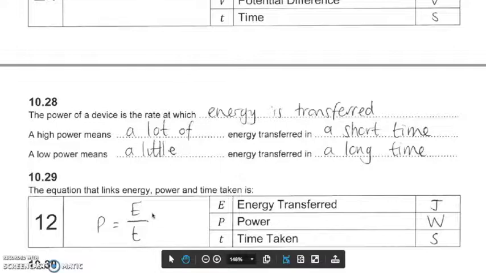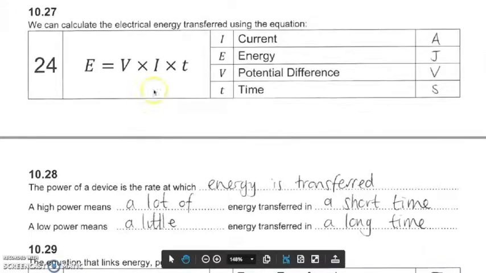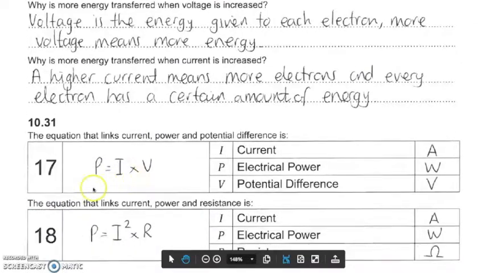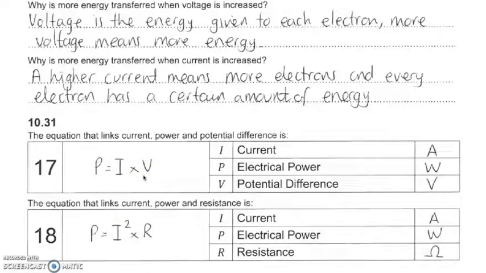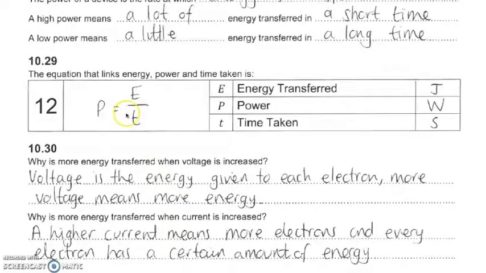So remember, I mentioned V times I. Well, it's this equation here, power. Okay, so the power of a particular device is going to be equal to its current times the voltage, or we can say power is also the energy per the time taken. Okay, it's the rate of energy transfer.